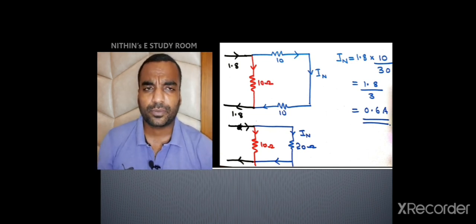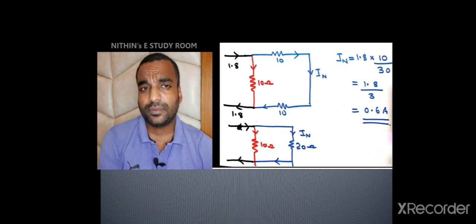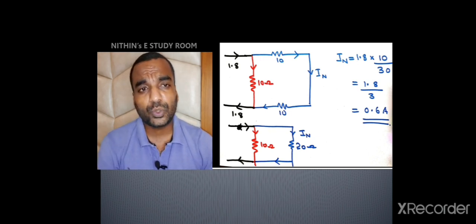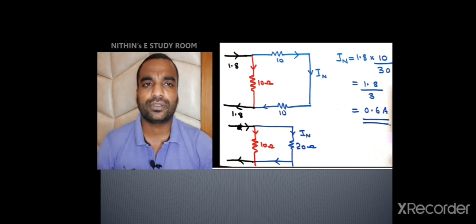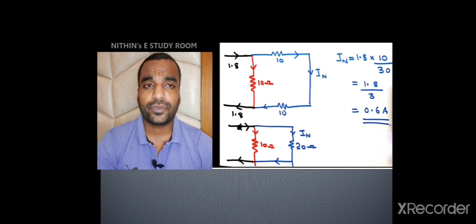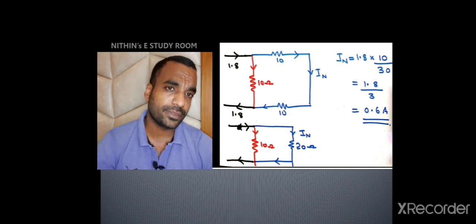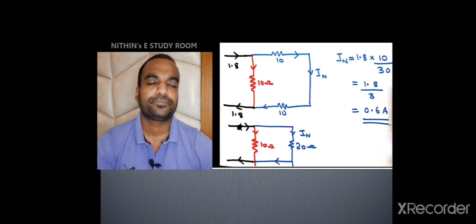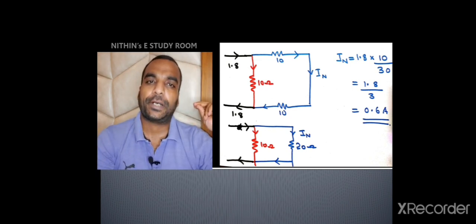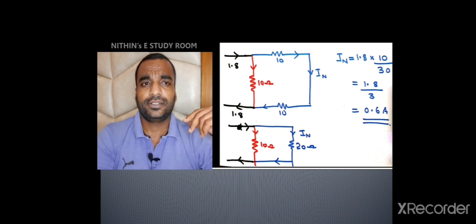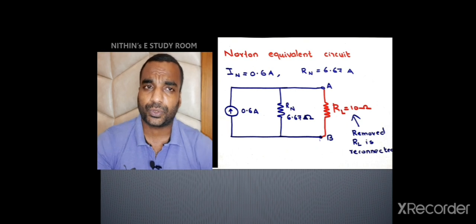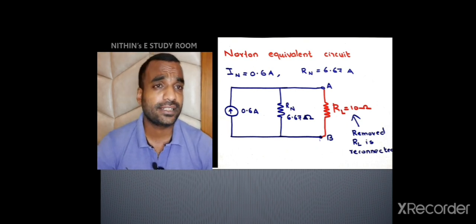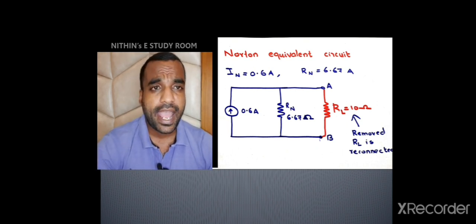You have to take whatever method that you like, but while doing some short way or easy way like what I explained now, you should be very careful and you should be very clear about basics, otherwise you will get some wrong answers. Okay, so now you got Rn and In. So it's the time for drawing the equivalent circuit. Norton equivalent circuit. In is equal to 0.6 ampere and Rn is equal to 6.67 ohm.